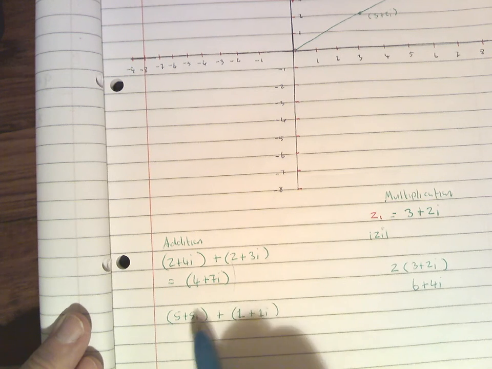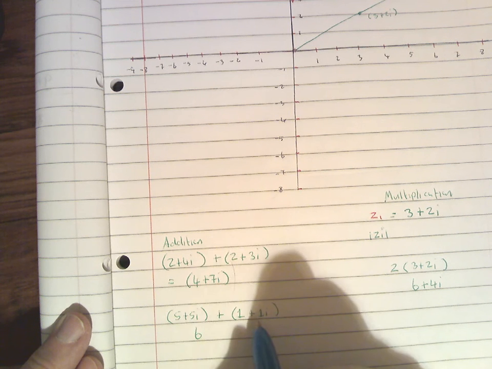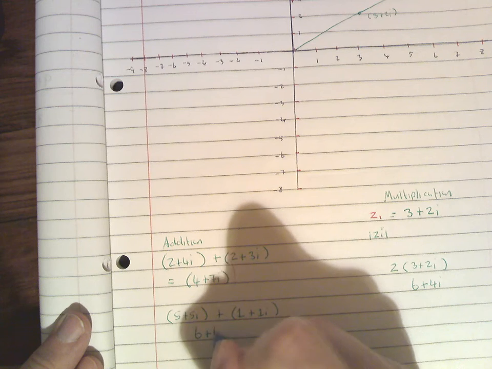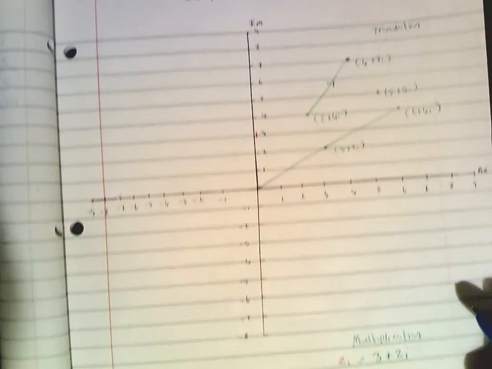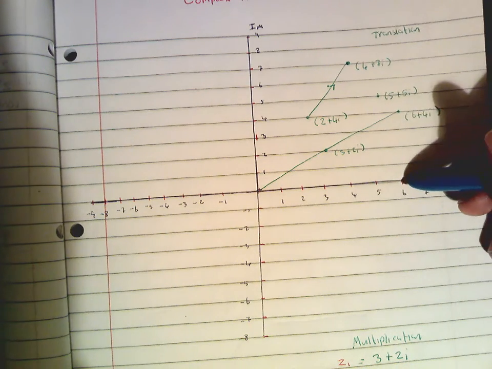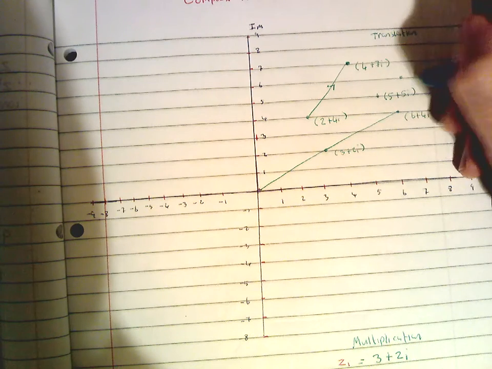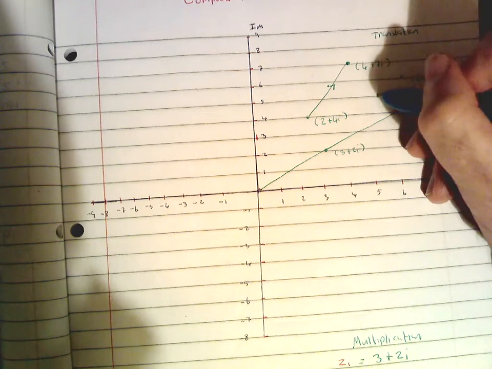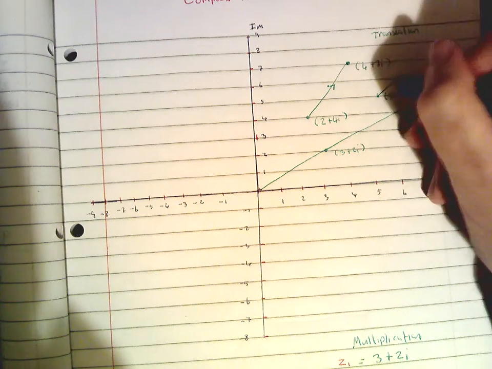Again, we just add the real parts, so 5 plus 1 is 6. And then 5i plus 1i is going to be equal to 6i. So we can replot this on our diagram, 6 plus 6i. This is where we started off, and we end up going up to here. So this is 6 plus 6i, and again, this is our translation from here to here.